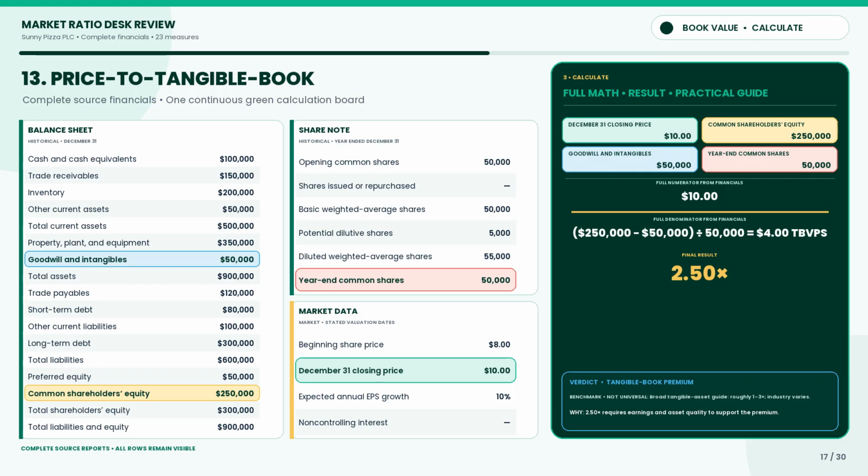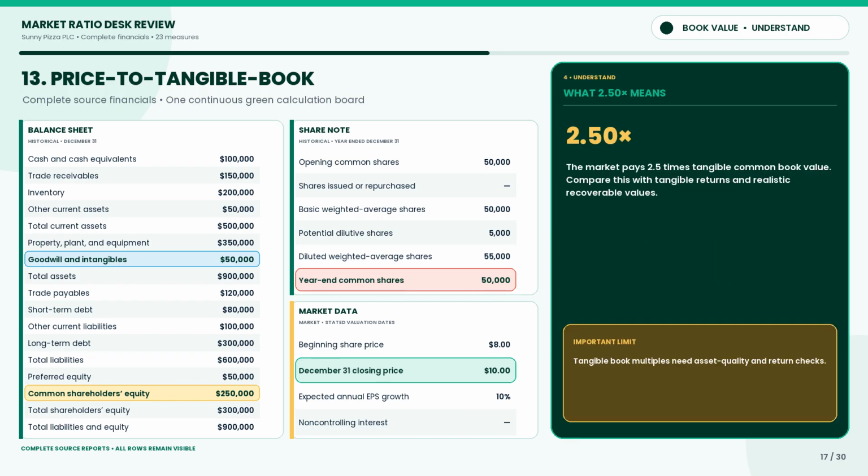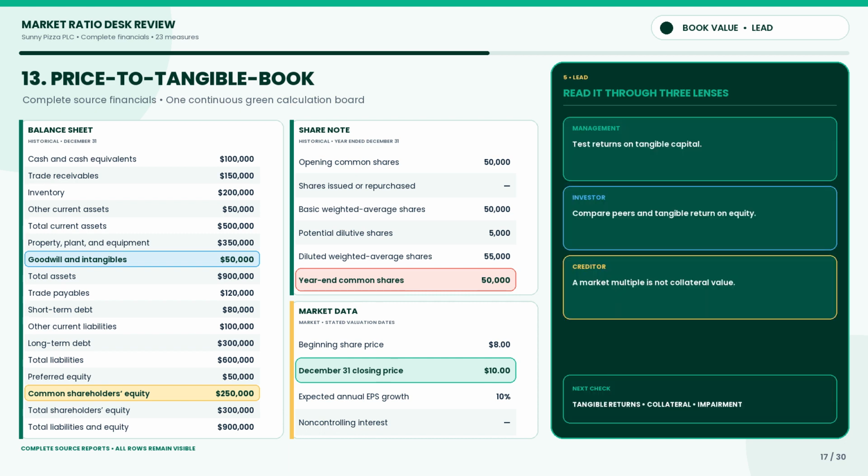The market uses this stricter book multiple when goodwill or intangibles are significant. Management should assess whether returns justify the premium over tangible capital. Investors compare the result with peers and tangible return on equity. Creditors should still perform collateral analysis because a market multiple does not establish recoverable asset value.